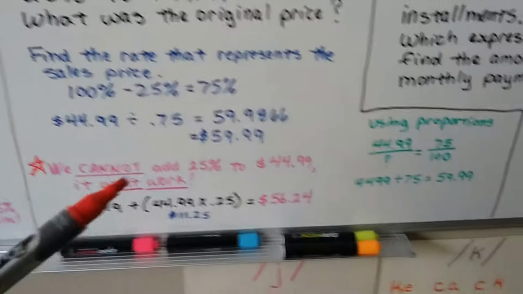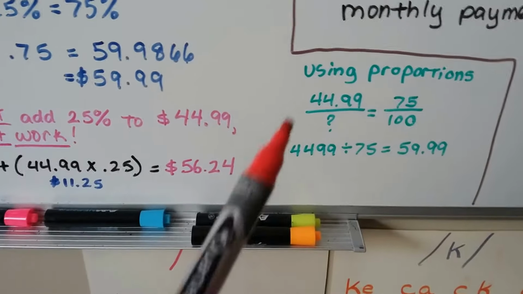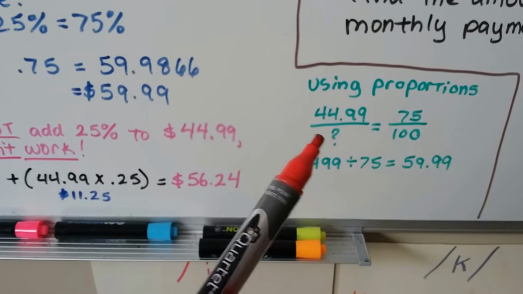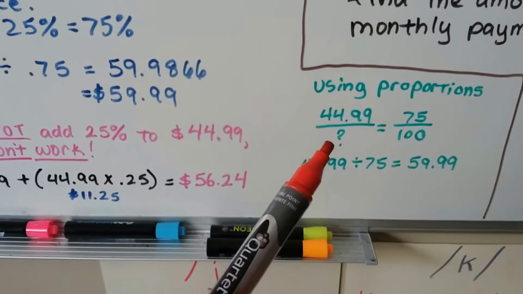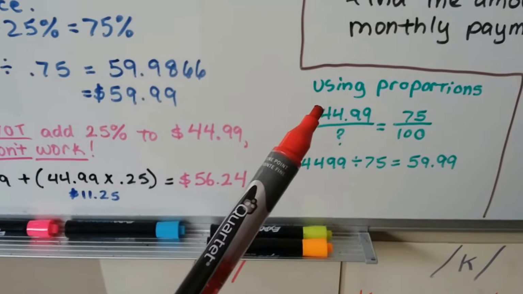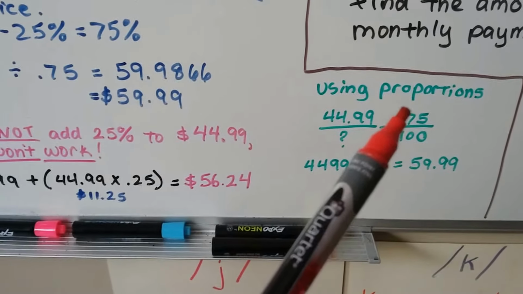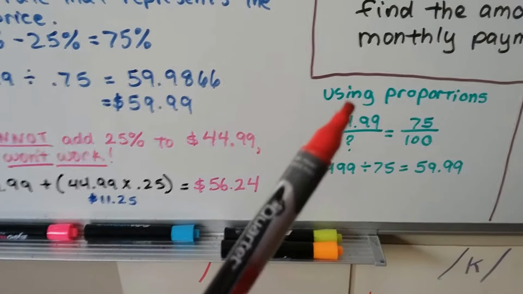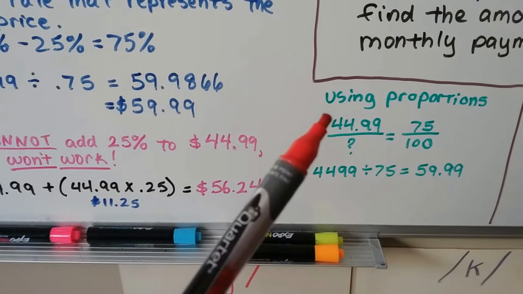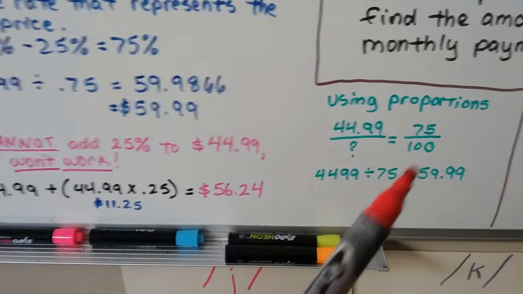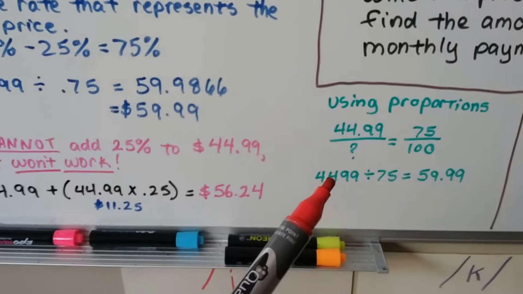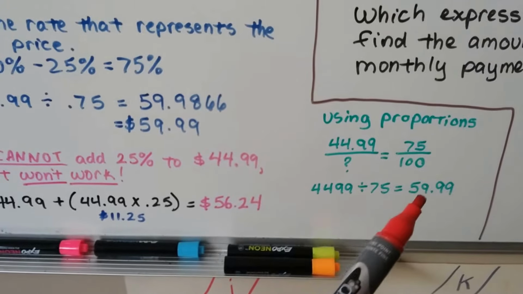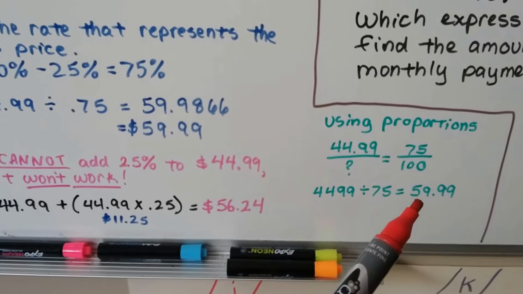So using proportions like we've done, this would be the part, the $49.99, right? And we're trying to find the base, the original price. This $49.99 is 75 out of 100. It's 75% of 100, isn't it? We multiply the 44.99 times 100, which gives us 4,499, and then we divide it by the third number, right? The 75. That gives us $59.99.